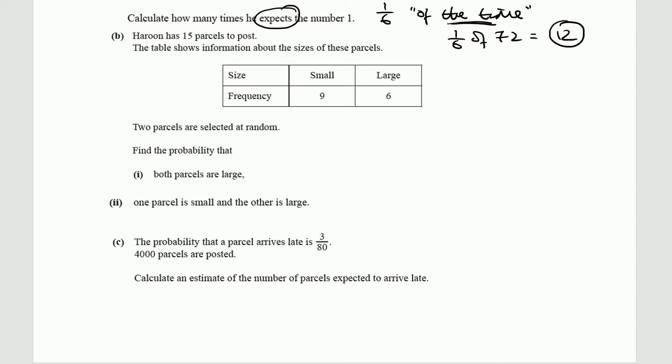So the probability that both parcels are large means the first one we grab is large. There is a 6 out of 15 chance of getting a large parcel. But then if we go back again, there are only 5 large parcels left out of 14 altogether. And if both parcels are large, we need to multiply these probabilities together. So, if we do that, that's 6 times 5 on the top, divided by 15 times 14 on the bottom, and that's all coming out as 1/7.